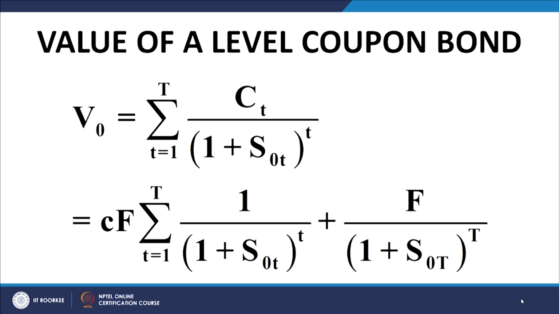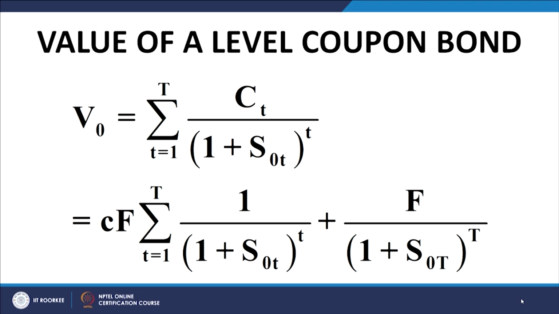Similarly, for a level coupon bond, what we have is this situation. Because what is a level coupon bond? A level coupon bond is a bond which has a fixed coupon rate over the life of the bond and then redemption usually at face value. In fact, most of the analysis that we are going to do in this particular segment of the course would be on the basis of the assumption of a level coupon bond unless explicitly specified.